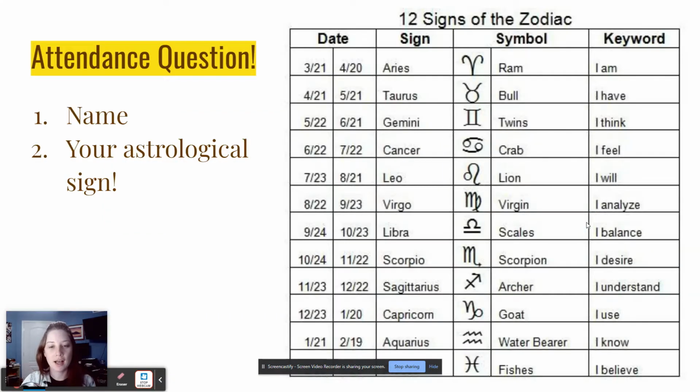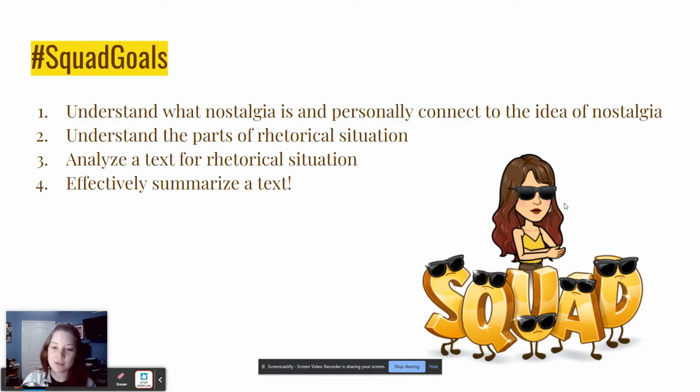All right. We're going to save this one for Tuesday because I love the astrological stuff. So understand what nostalgia is and personally connect to the idea of nostalgia, understand the parts of rhetorical situation, analyze the text for rhetorical situation, and effectively summarize a text were our squad goals. Some of the things will probably be repeated on Tuesday so that we can get a handle on it.